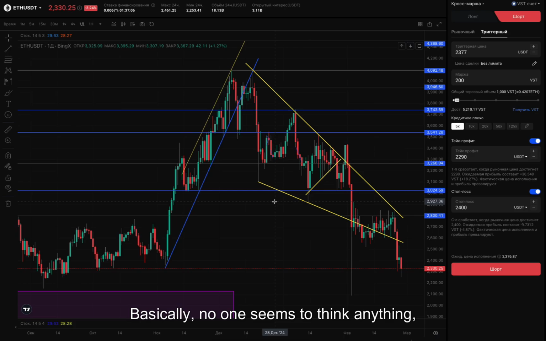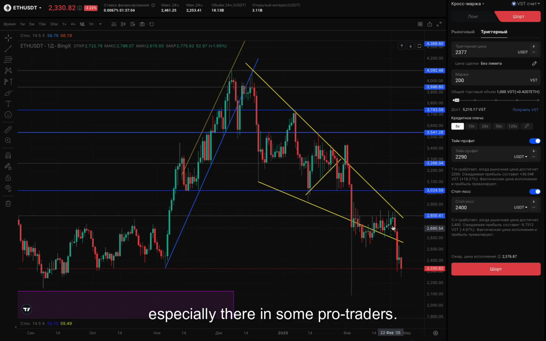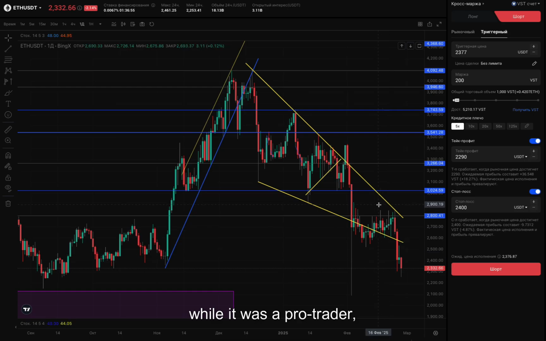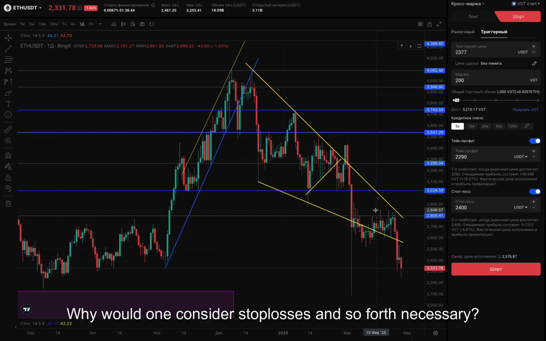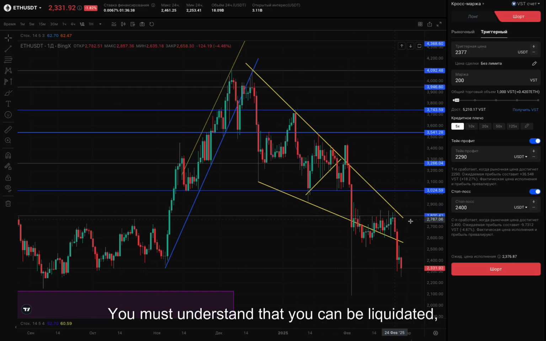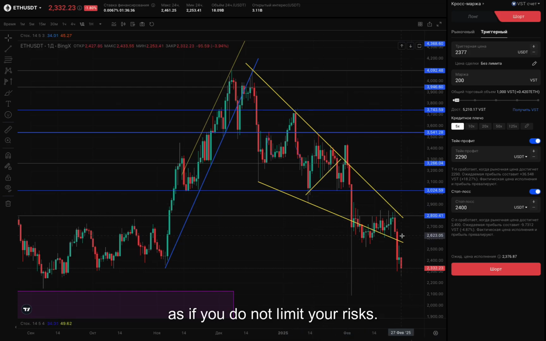Basically, no one seems to think anything, especially about some pro traders. But people see that I entered it here. No matter how much I was liquidated, I was there. While it was a pro trader, I conditionally earned 150% of the deposit. I am now the god of trading, as it were. Everything seems perfectly fine. Why would one consider stop losses and so forth necessary? But this is not the case. You must understand that you can be liquidated if you do not limit your risks.